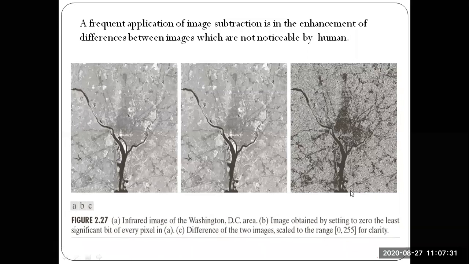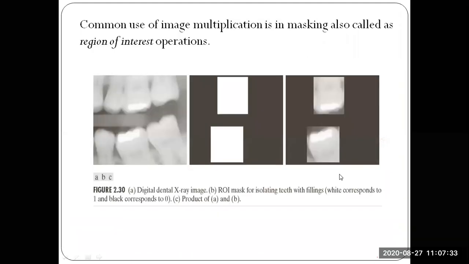Okay, second application. And the third application is multiplication. Most commonly we use three: addition, subtraction, and multiplication. This multiplication application is also called masking or region of interest. In masking or region of interest, we highlight only the required part, and the remaining area is filled with black. The example is a digital dental X-ray image.